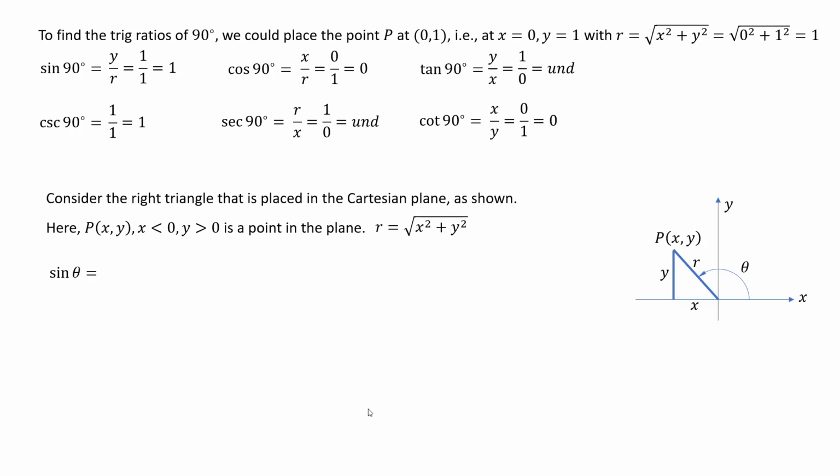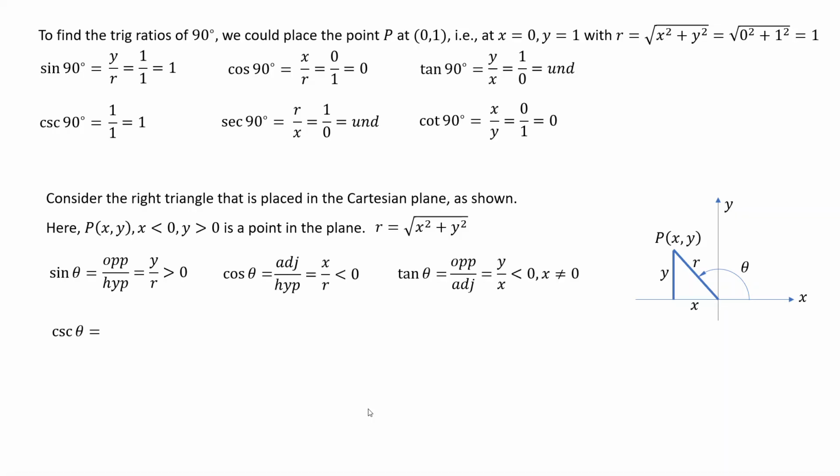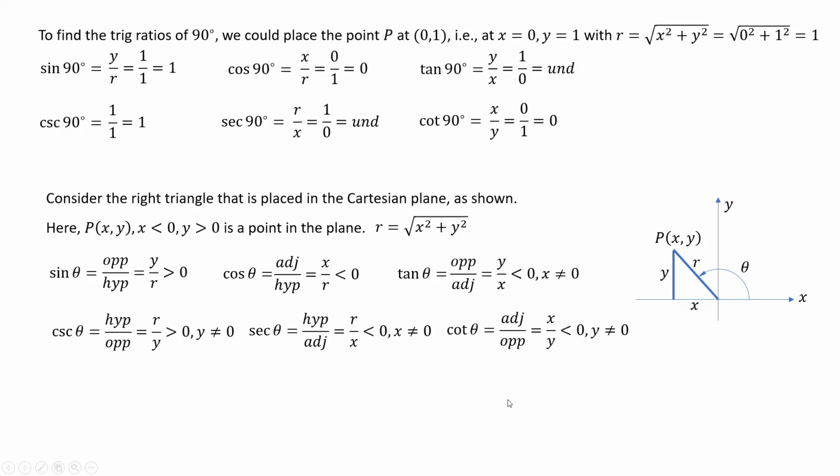Now what is sine theta? Sine theta is still the same thing, y over r. Cosine theta is x over r. Tangent theta is y over x. Same things as before. However, the point I'm trying to make here is we are capable of talking about trig ratios even for angles greater than 90.